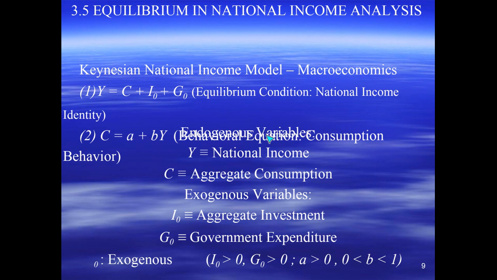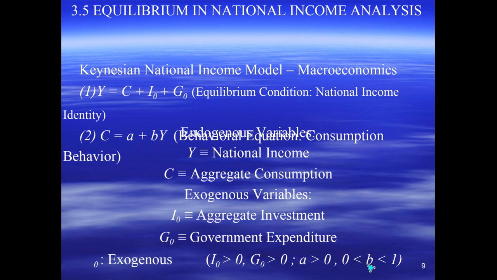So, all right. What are the endogenous variables of the model? Y, national income, and C, aggregate consumption. The exogenous variables are I0, aggregate investment, and G0, government expenditure. A is exogenous as well, but it is more like a parameter. It is called autonomous consumption. I0, G0, and A are positive, big positive quantities, like a billion Turkish liras or $1 billion.